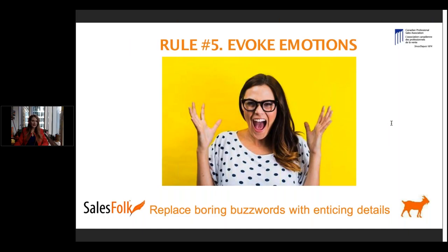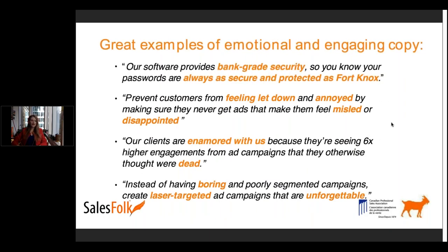And let's see, here are a few examples of some emotional and engaging copy. Not all of this is from actual email copy. Some of it might be from websites and other things, but just so you have a better idea. The first one says, our software provides bank-grade security, so you know your passwords are always secure and protected as Fort Knox. But even with that, Fort Knox is more of an American thing. I assume people in Canada probably know it, but I might use a different metaphor if I was trying to connect to Canadian companies.